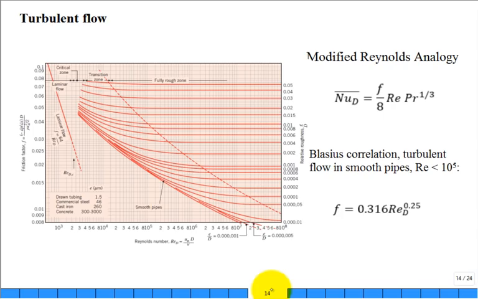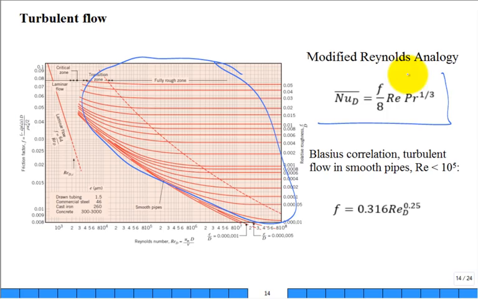Turbulent flow. What happens if you calculate the Reynolds number and it's above 2300? It's turbulent flow. Well, in your mind, you can think of this Moody chart, and you can think of the modified Reynolds analogy. So I could figure out my Reynolds number, figure out my roughness, read off a friction factor, stuff that friction factor into 1/8 times the Reynolds times the Prandtl to the 1/3, and I have a pretty good estimate of the Nusselt number. This is not the preferred method.